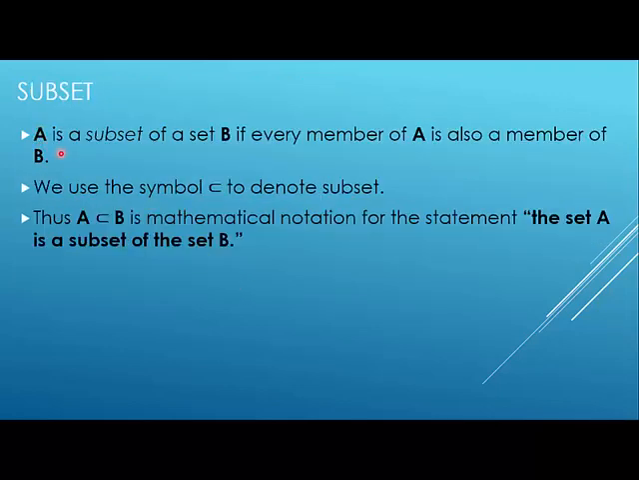Now A is a subset of a set B if every member of a set of A is also a member of B. And the symbol for subset is this one. This is the symbol of subset. Thus A is subset of B is a mathematical notation for the statement that the set A is a subset of set B.